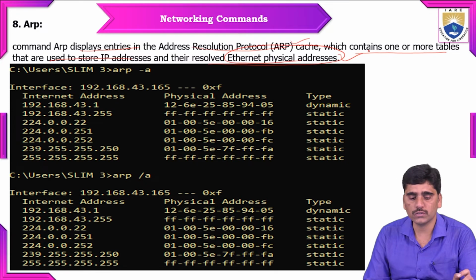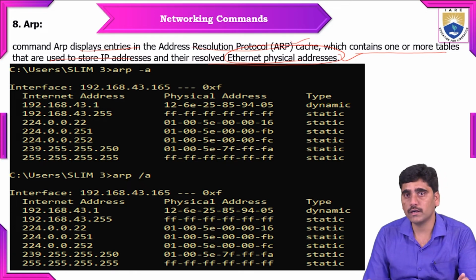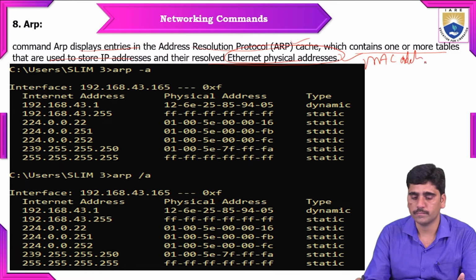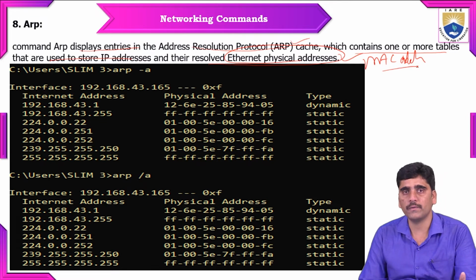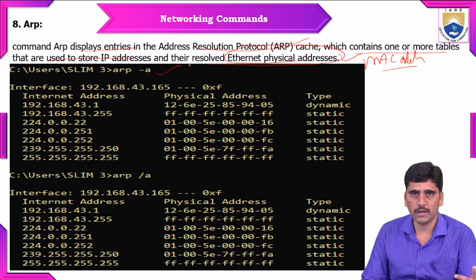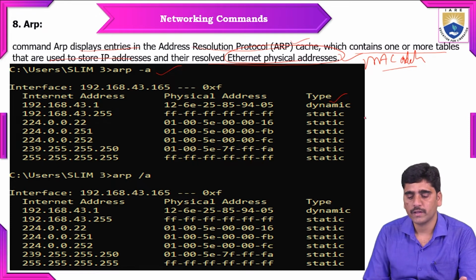So it shows both IP addresses as well as Ethernet physical addresses. Those Ethernet physical addresses are nothing but MAC addresses. Here you can type arp space minus a. It displays all these internet addresses as well as physical addresses, and along with that it displays whether each address is of type dynamic or static.